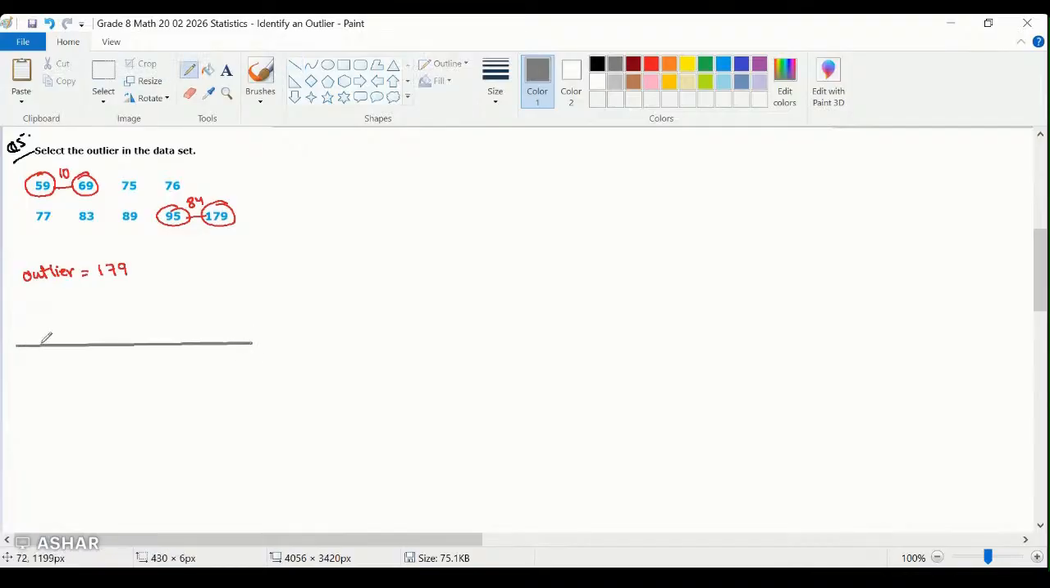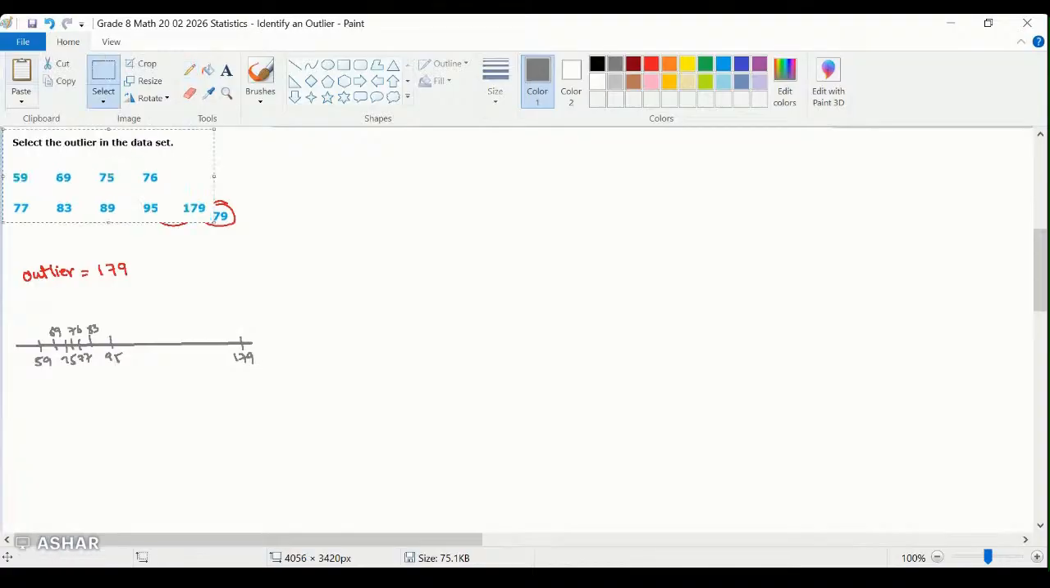We can represent this information on a number line as well, right? We can say 59 was here, 69, 75, 76, 77, 83, till 95. But this was 179. A number that is not close to the remaining numbers is known as an outlier. So in this case, 179 is the outlier. Agreed?